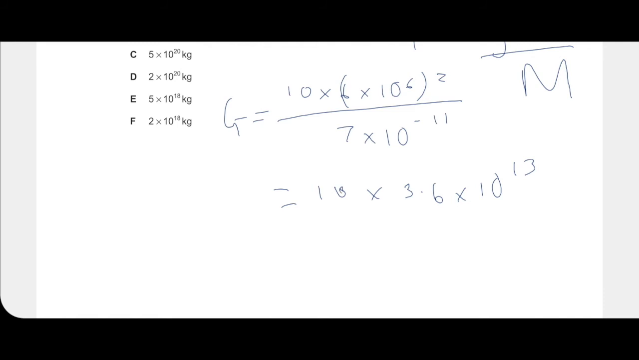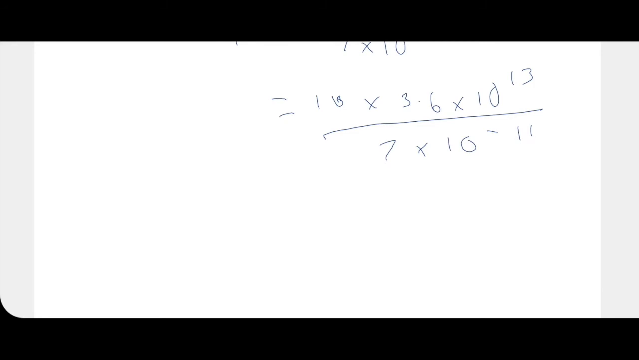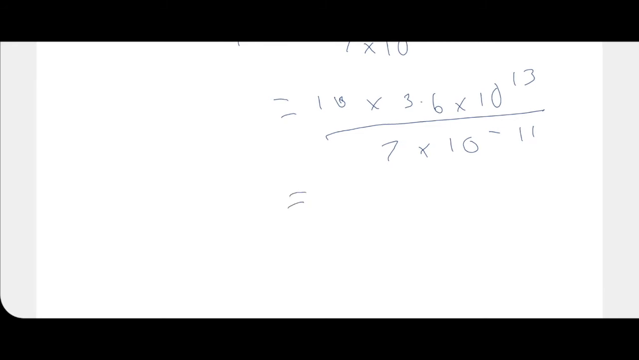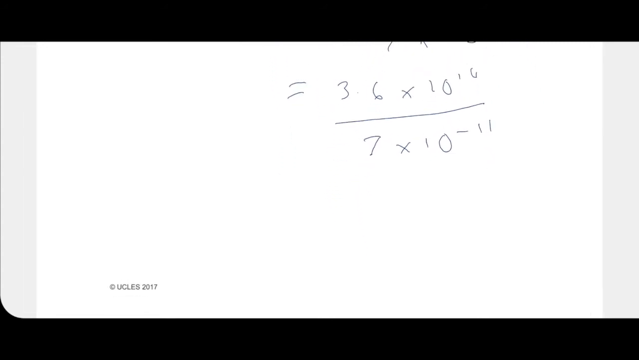And why did I do 3.6 times 10 to the 13? I did this because 6 times 6 is 36, and 6 plus 6 is 12, and because I want to keep this in standard form, I made 36 into 3.6 and added a 1 to the 12 to make it 13, and the bottom is 7 times 10 to the minus 11. Now I want to try and simplify further, so that's going to be 3.6 times 10 to the 14 over 7 times 10 to the minus 11. And what am I going to do here? What I'm going to do here is now try and solve the question.